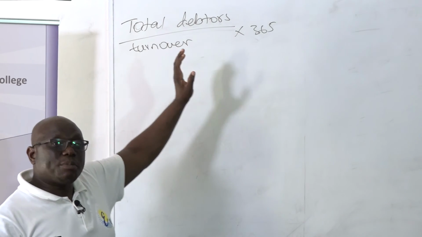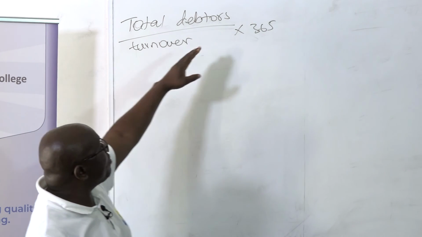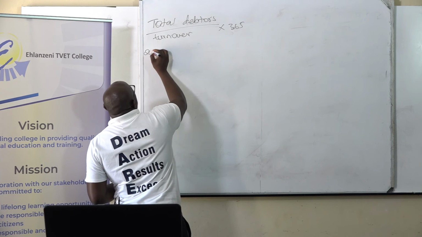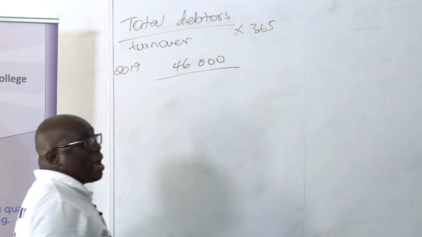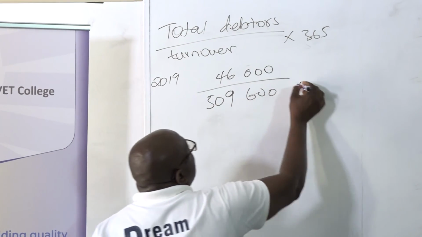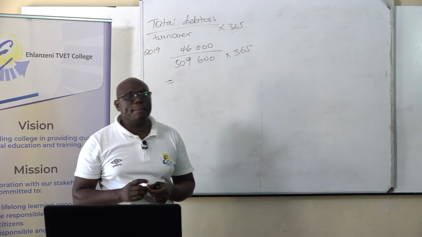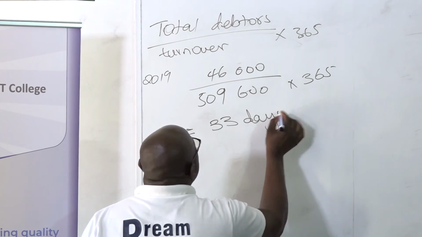Let's come to the formula to calculate our debtors payment ratio. The formula says the average debtors or total debtors divided by our turnover, multiplied by 365 days. Let us check 2019. How much are our debtors in 2019? Our debtors are 46,000. We divide it by our turnover, which is 509,600, and multiply by 365 days, which gives us 33 days in 2019.